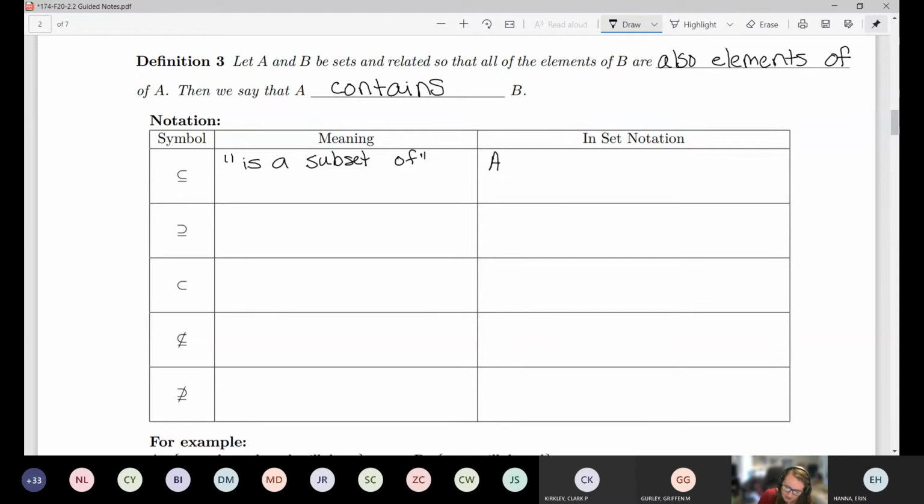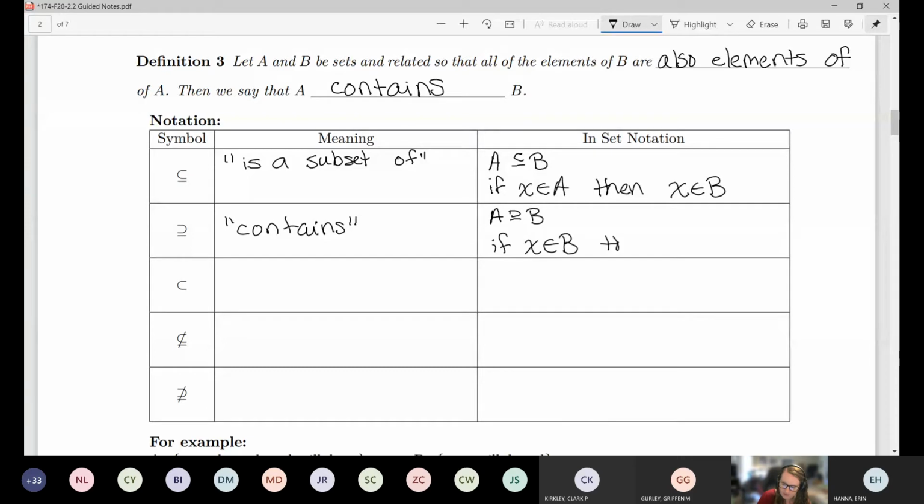So say I say A is a subset of B. A is a subset of B means if X is in A, then X is in B. Whereas if we flip-flop it around, it would now be read as contains. So if A contains B, that essentially flip-flops it around: if X is in B, then X is in A.